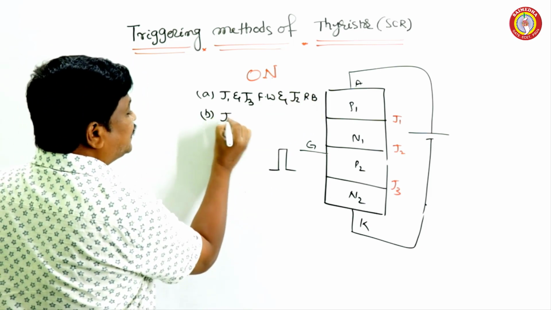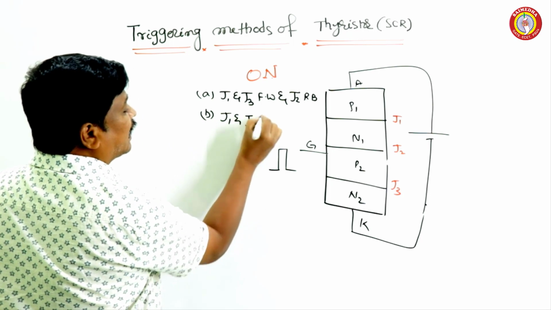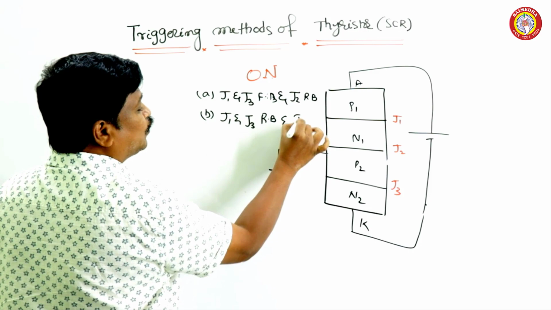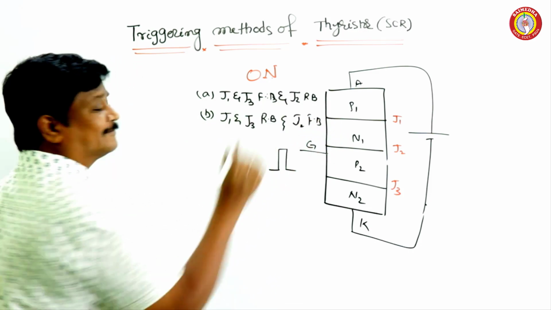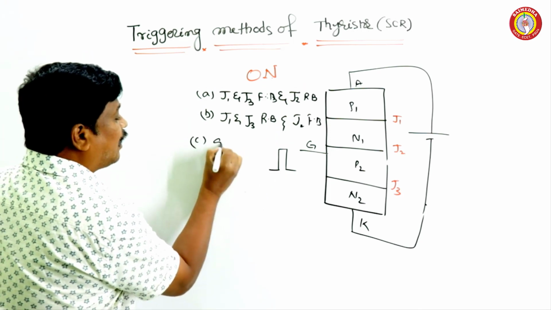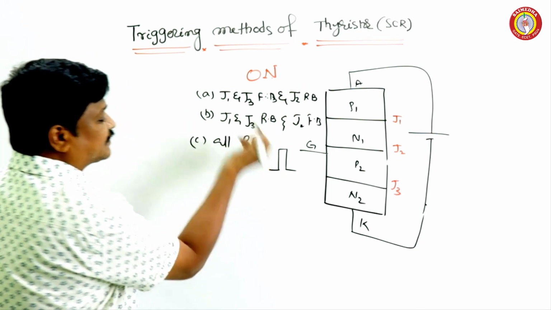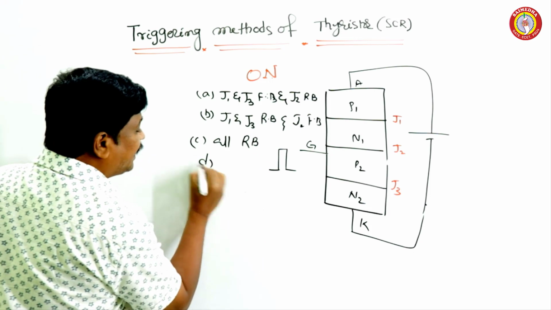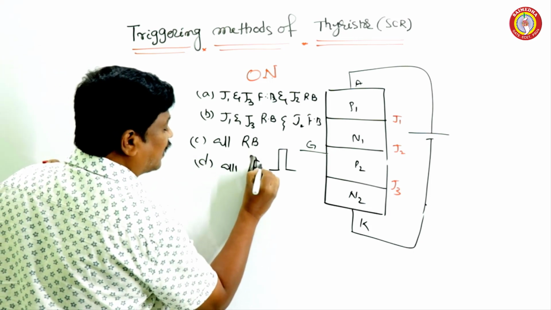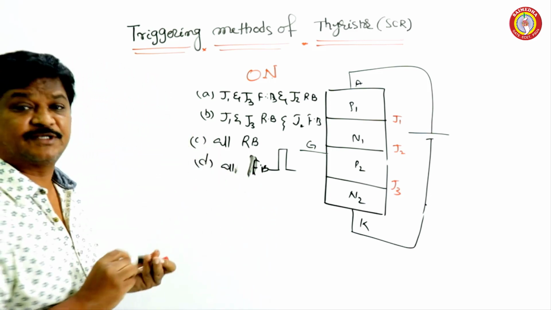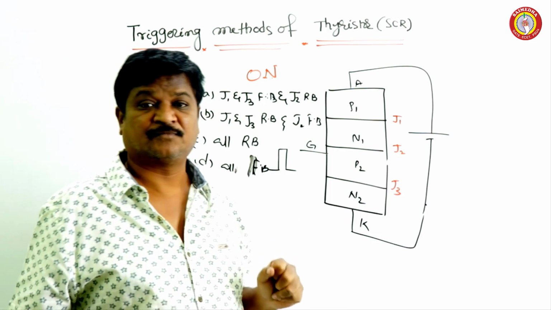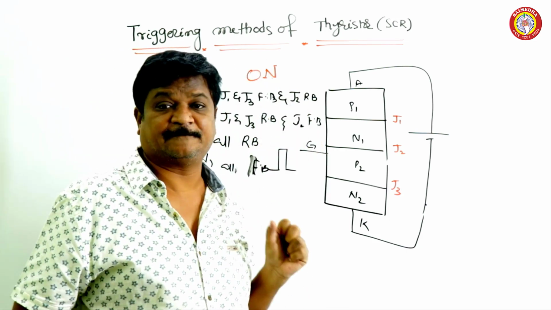Option B: J1 and J3 are reverse biased and J2 is forward biased, just the reverse. Option C: all the junctions are reverse biased. Option D: all the junctions are forward biased. These are the options given for you. Can you choose the right answer for this one?